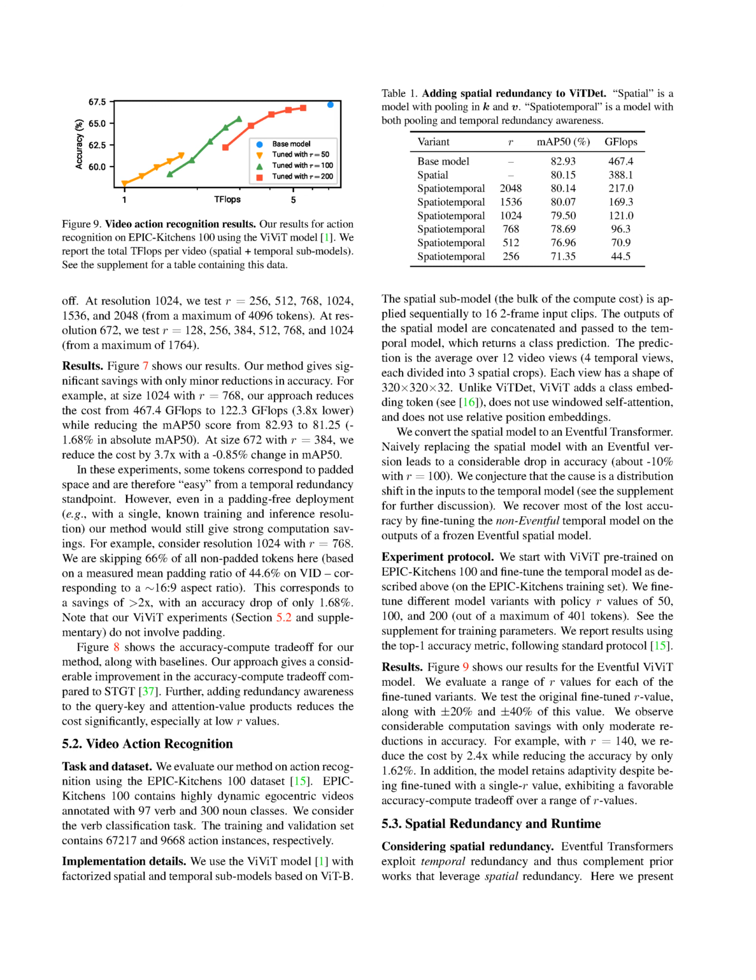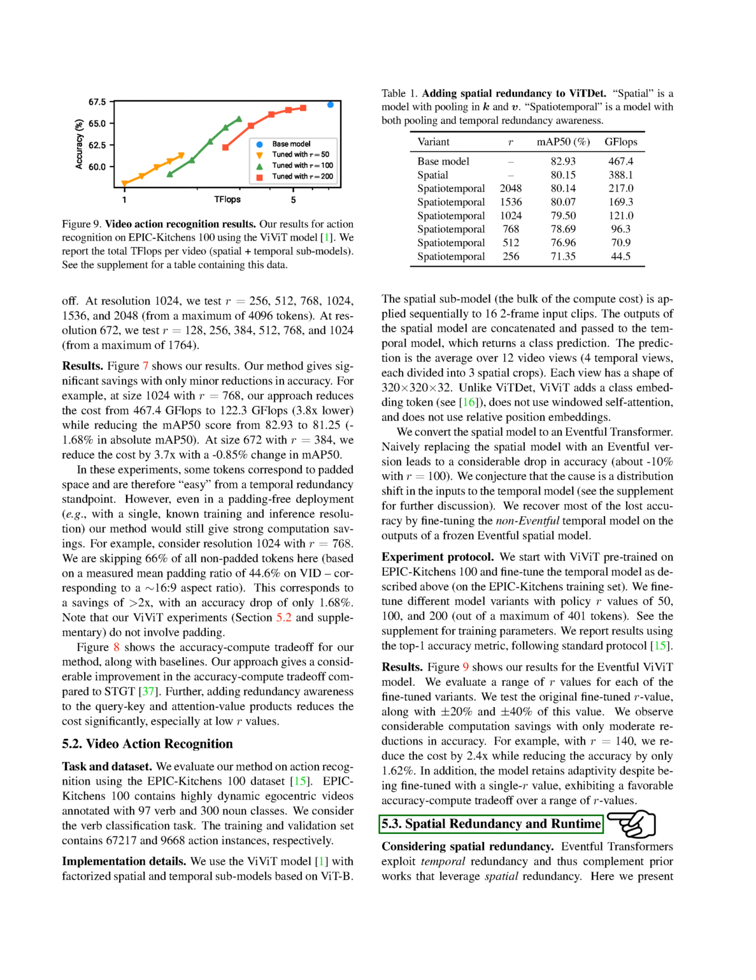Section Summary. In this section, the authors evaluate their method for action recognition using the Epic Kitchens 100 dataset, which contains egocentric videos annotated with verb and noun classes. They use the Vivid model with factorized spatial and temporal submodels and fine-tune the temporal model on the outputs of a frozen spatial model to recover lost accuracy. The results show that by adjusting the policy R values, they achieve computation savings with only moderate reductions in accuracy, demonstrating an adaptable and efficient model.